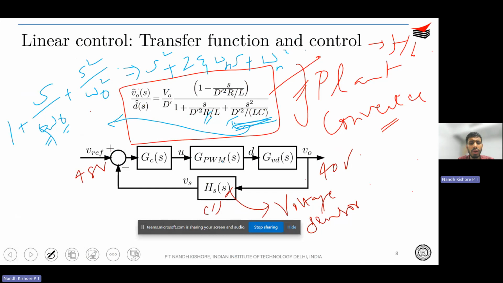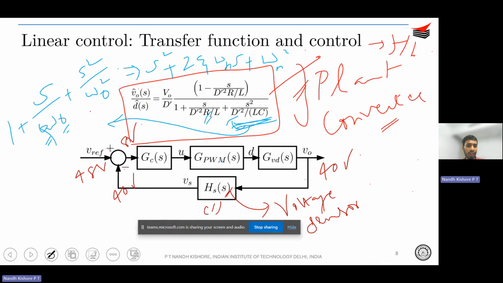Okay, but let's say for now it is 1. Let's say the gain of the voltage sensor is 1. So you have 40 volts coming over here, and you have a summer, or a subtractor block over here. So what it would do is give you Vref minus Vs, right? In this case, 48 minus 40, which is 8 volts. It is then fed to a controller.